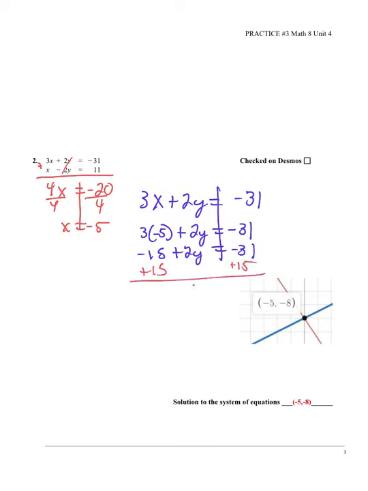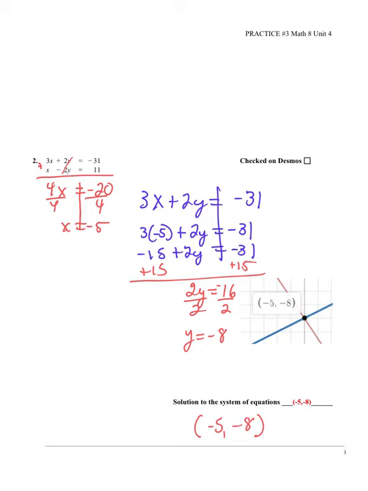And I'm going to get 2y equals -16, -31 plus 15. And then I'm going to divide each side by 2, and y is equal to -8. Okay, so my solution, or my ordered pair, which is the solution, is -5, -8.